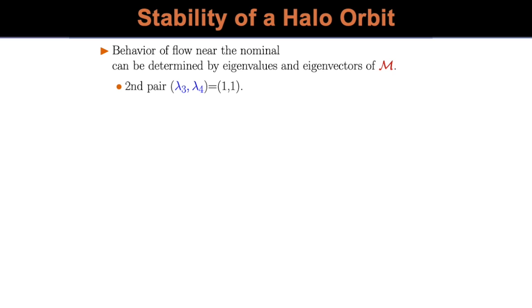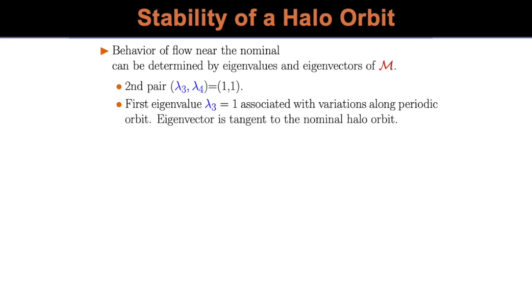The second pair, lambda 3 and lambda 4, are both equal to 1. What's that all about? Well, the first eigenvalue, 1, is associated with variations just along the periodic orbit. So if you're on a periodic orbit and you perturb infinitesimally, either forward or backward, you're still on the same periodic orbit. You're just a little bit phase shifted. So it's neutrally stable.